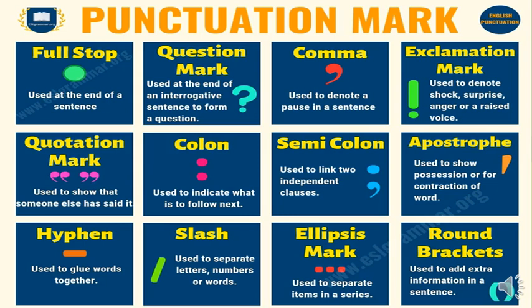Before the last, we have the ellipsis mark. It's used to separate items in a series. And the last one would be the round brackets. We use this one when we want to add extra information in the sentence. So that was a general look at the most important punctuation marks. And as I said, we would continue in detail with some of these.